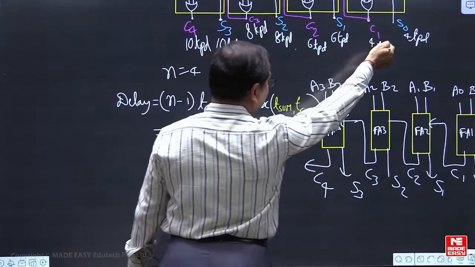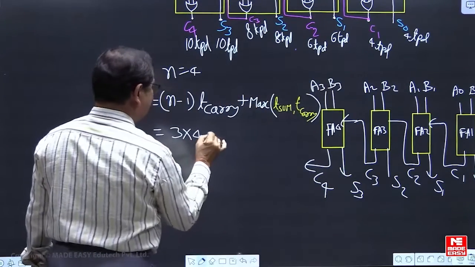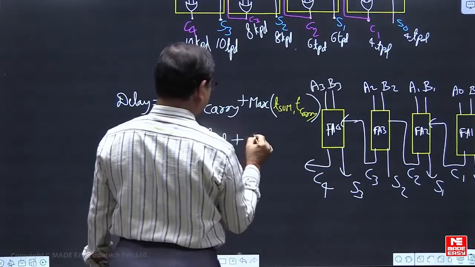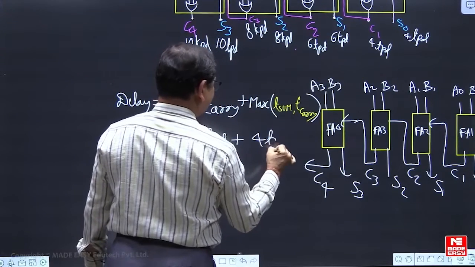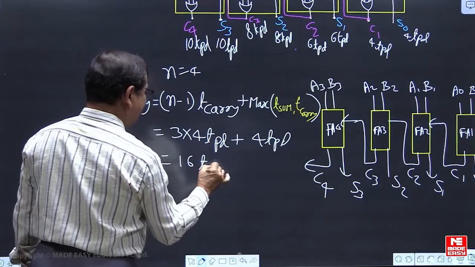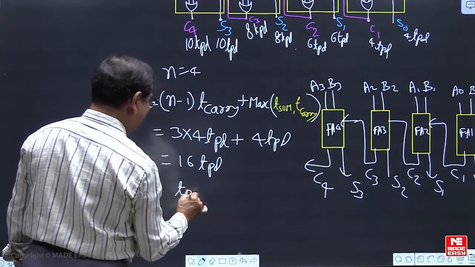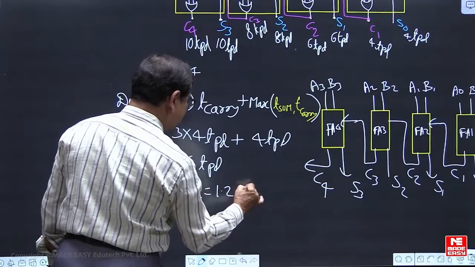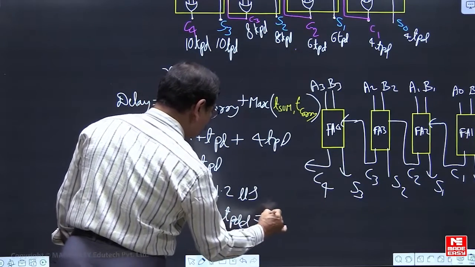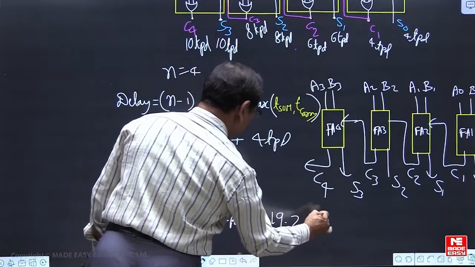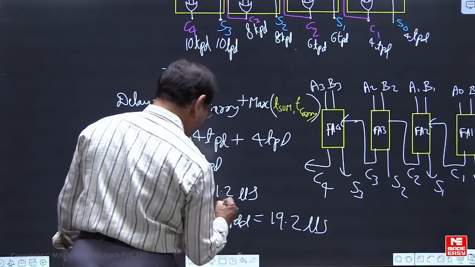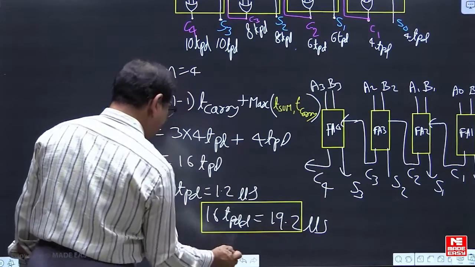What carry delay are we getting? 4 TPD. And among these two, the maximum is of course the same, 4 TPD. So they are giving this as 16 TPD, and TPD is 1.2 microseconds, and 16 TPD comes out as 19.2 microseconds. This is the answer you are getting.